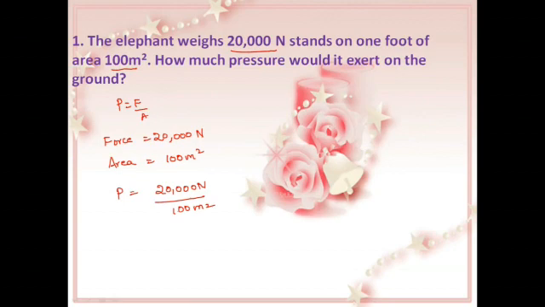Now children, we can cancel the zeros. So cancel the zeros over here and zeros over here. So what do we have? We have 200 Newton per meter square. Okay, now this is equal to the pressure. Shall we look at the next sum, children?